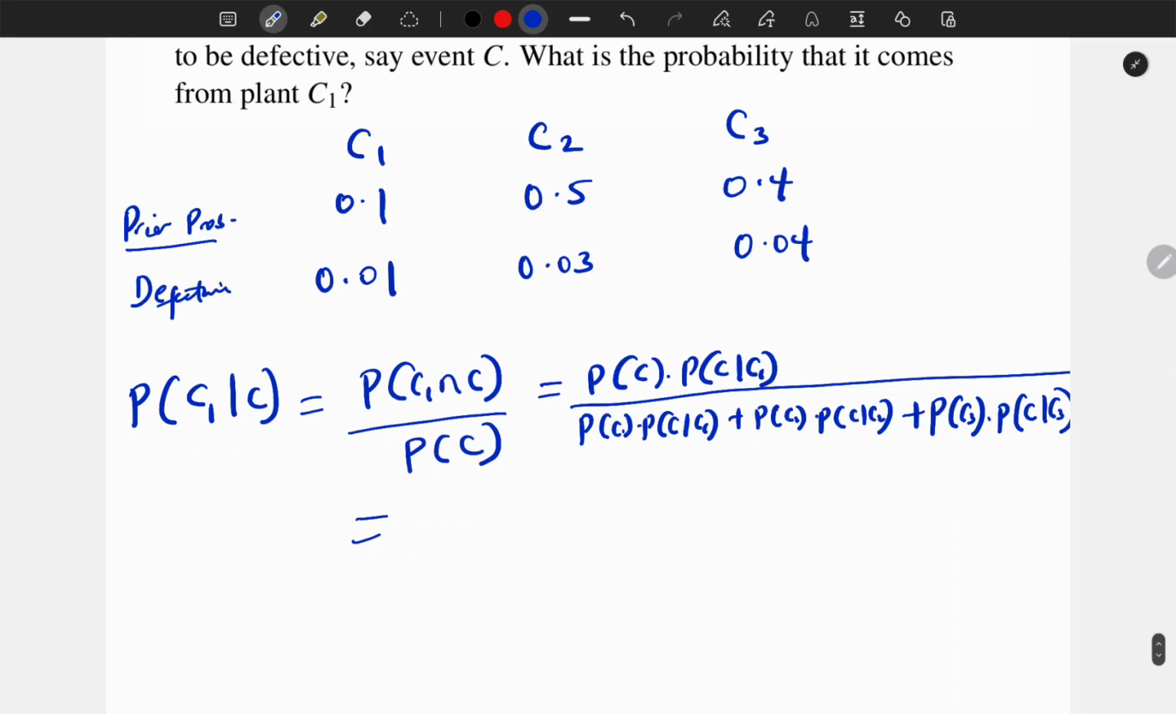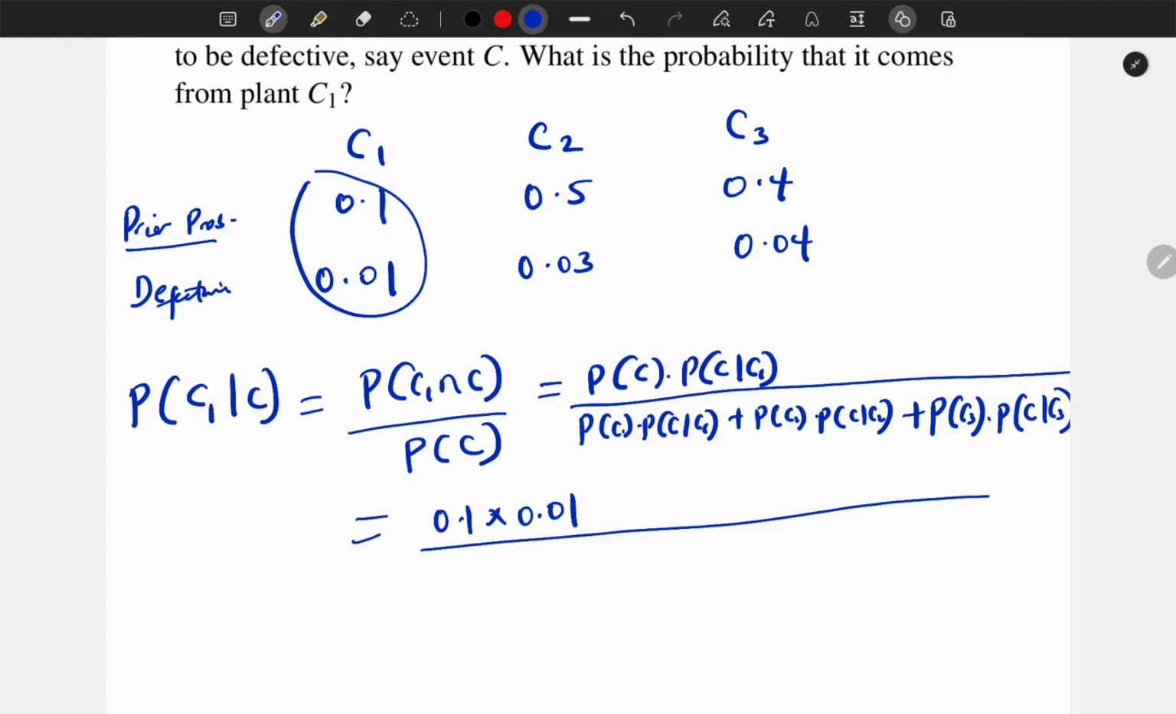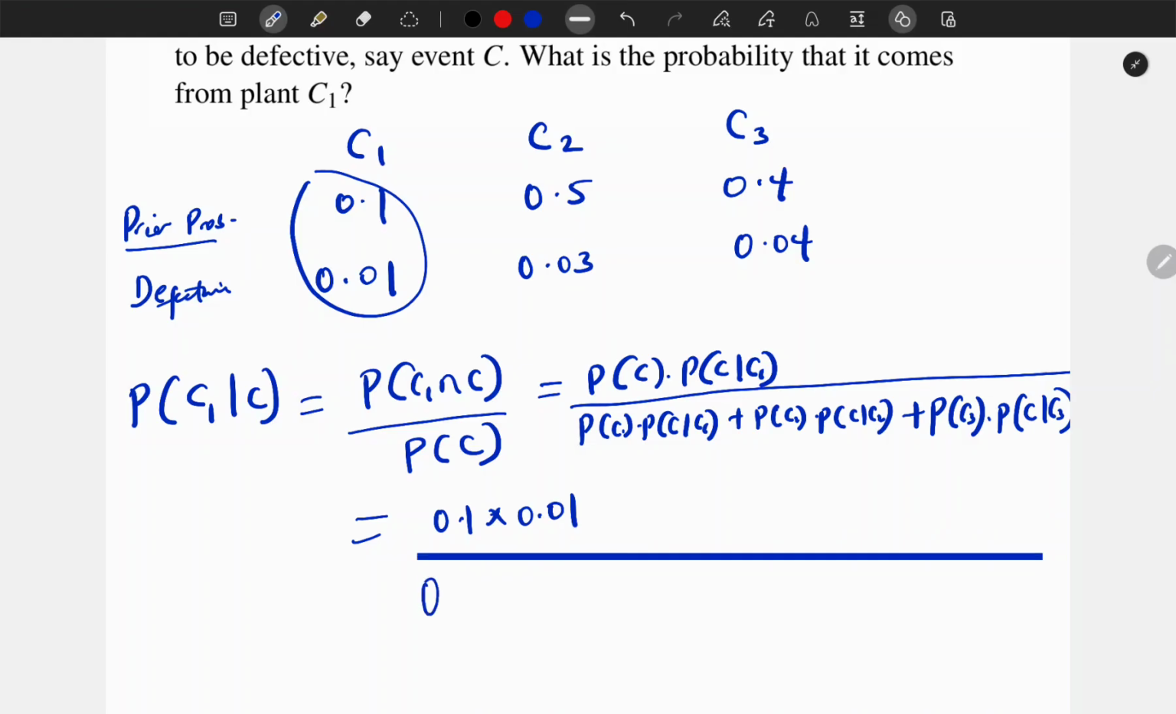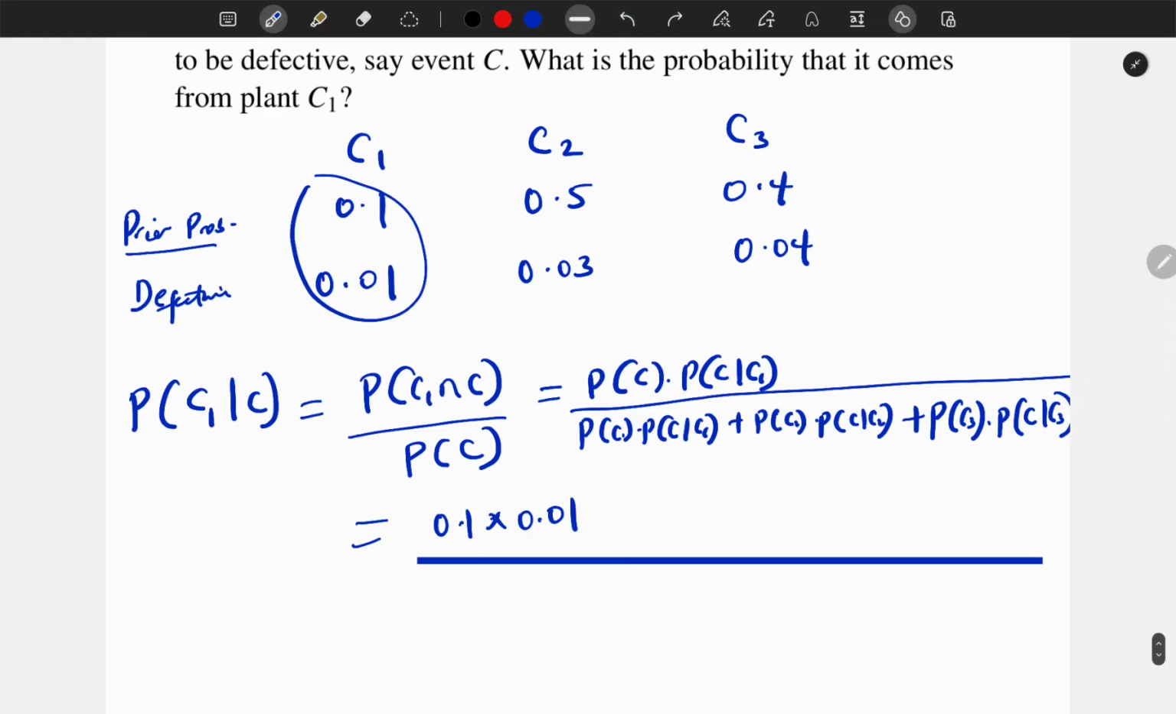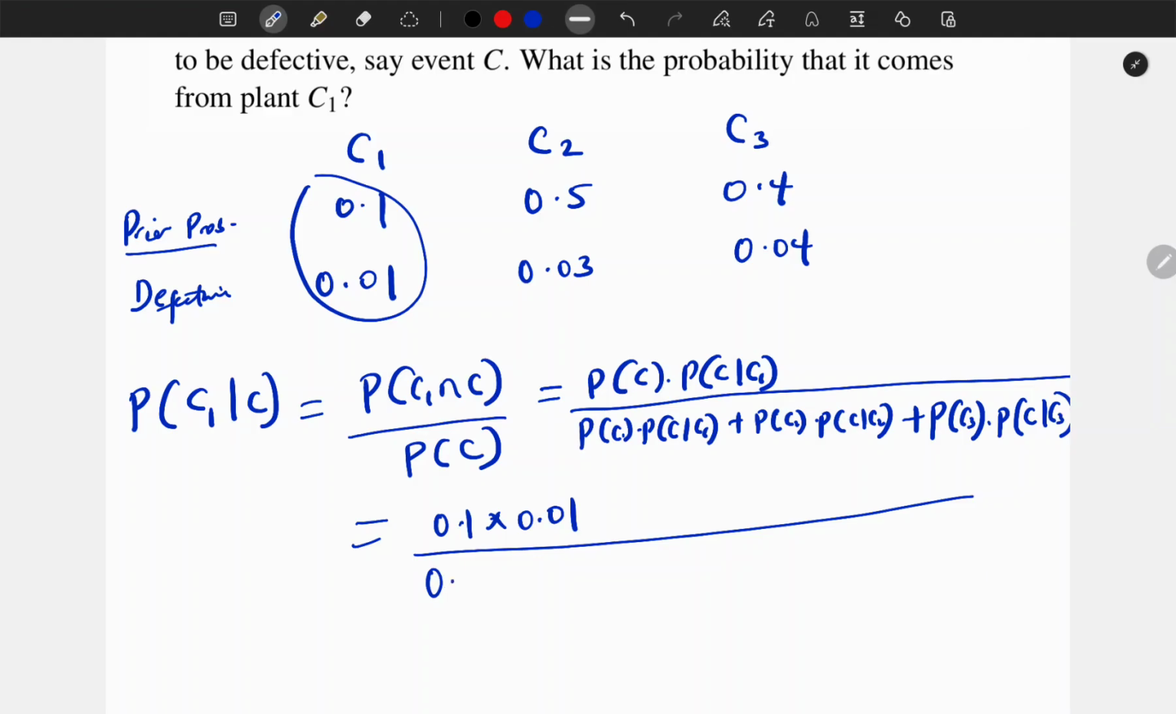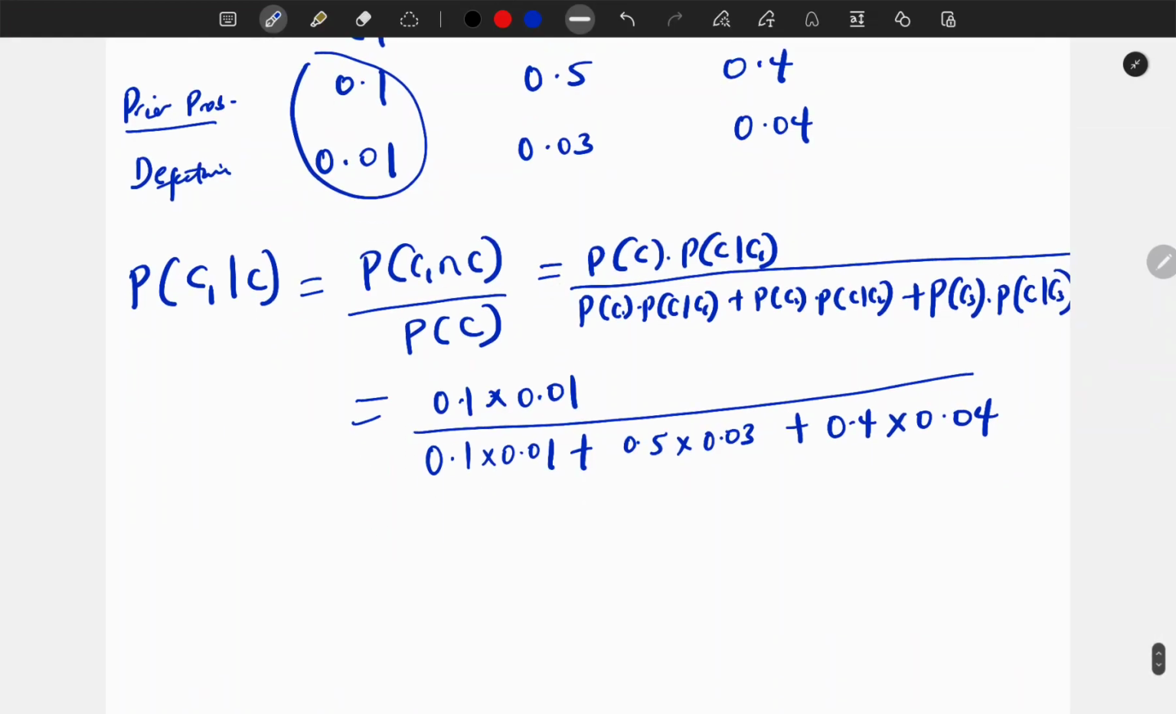So we have 0.1 times 0.01 over 0.1 times 0.01 plus 0.5 times 0.03 plus 0.4 times 0.04, and if you do the calculation carefully, you have 1 over 32.